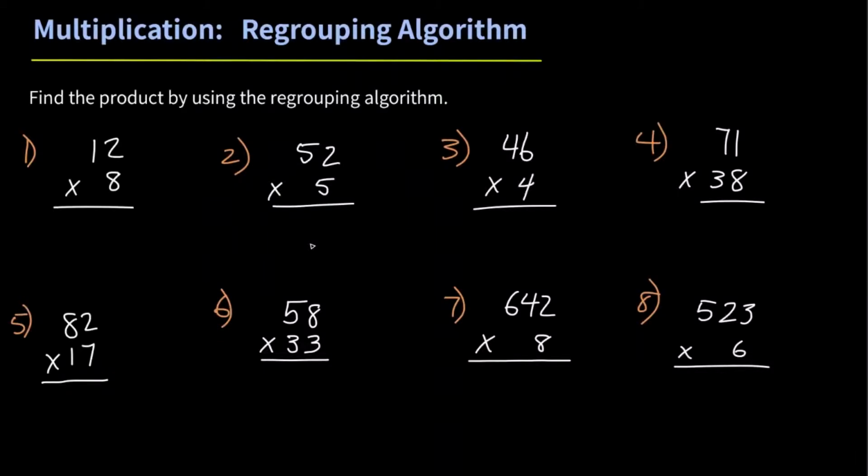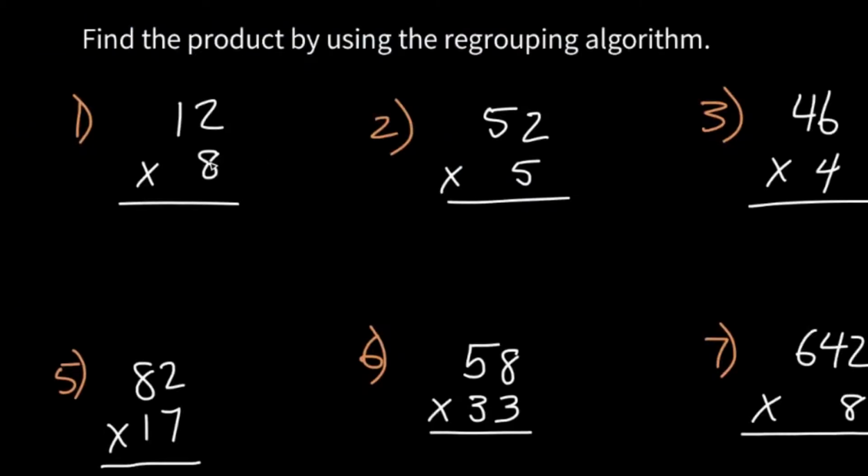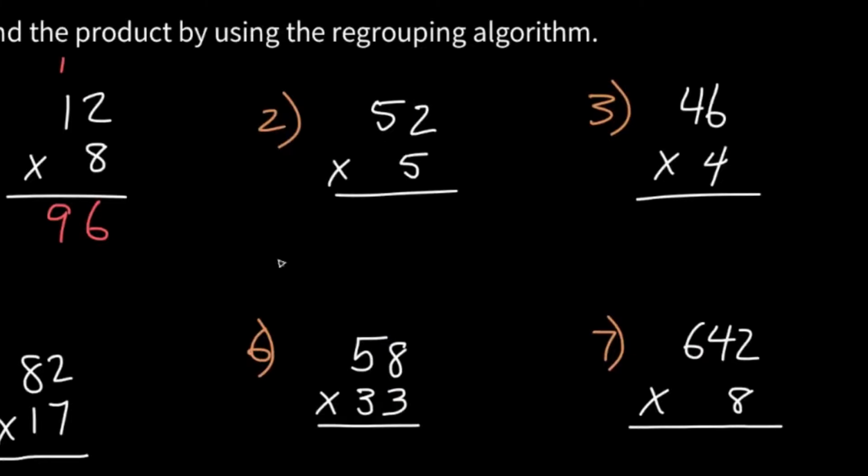These are the solutions to the homework problems found in the previous section. So the instructions are to find the product by using the regrouping algorithm. So we're going to multiply 12 times 8. So we start off with the ones. 8 times 2 is 16. We carry the 1. 8 times 1 is 8, plus 1 is 9. So the result is 96.